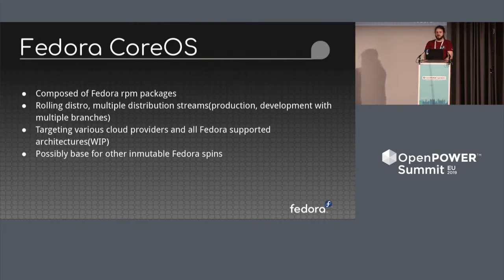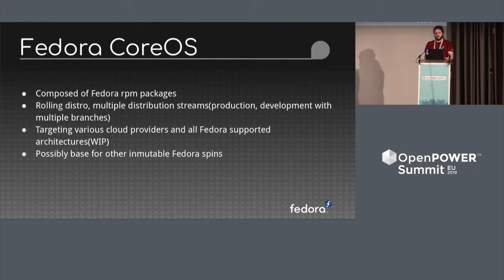A few more points on Fedora CoreOS. Unsurprisingly, it's composed of Fedora RPM packages. From the multi-arch side, that makes life easier, so you do not need to rebuild everything and port and work on it because it's already there. It's a kind of rolling distribution that plans to have multiple streams, like production release versions, development with multiple branches, like testing, directly what just got built, and many more.